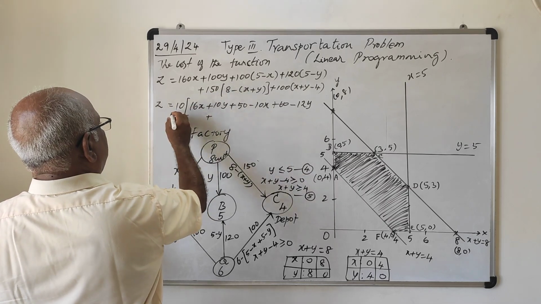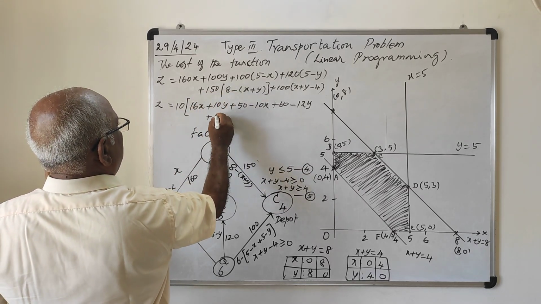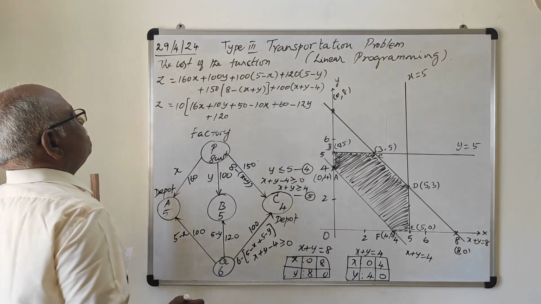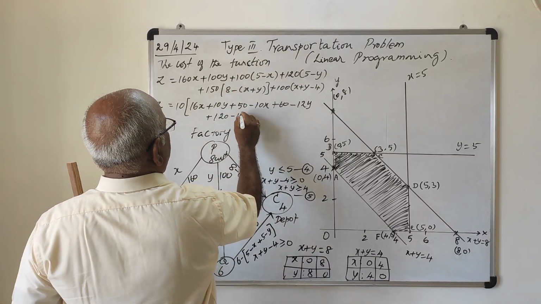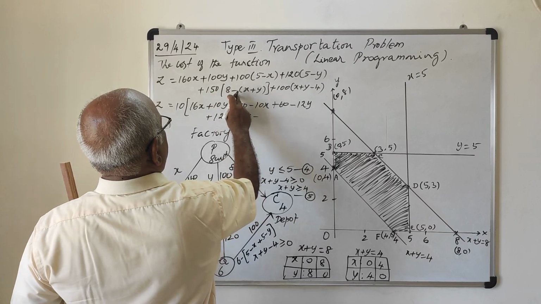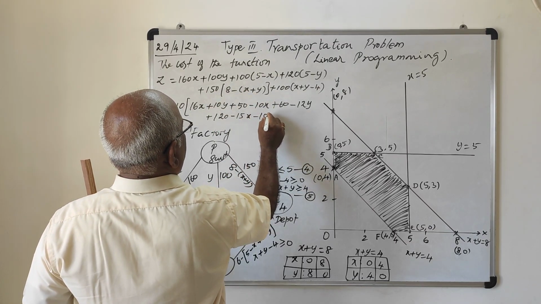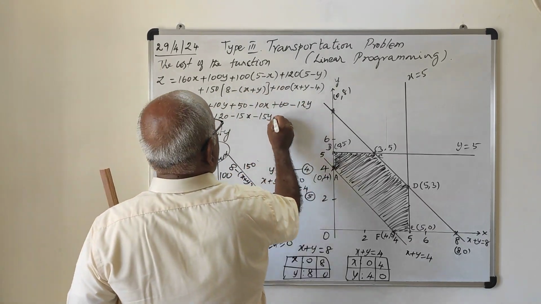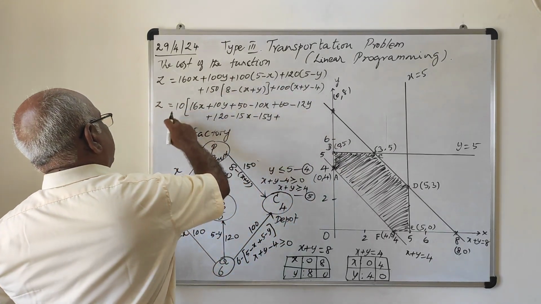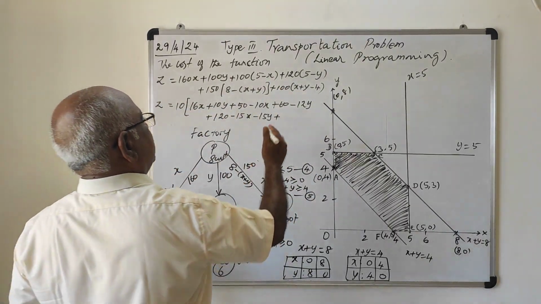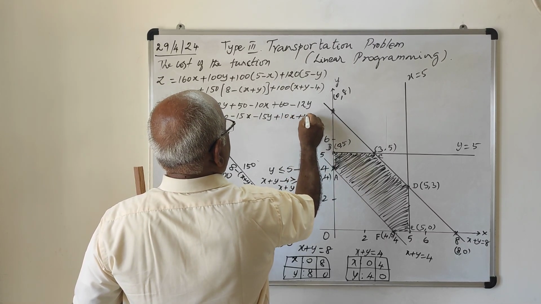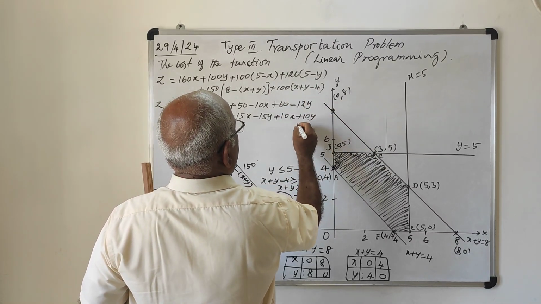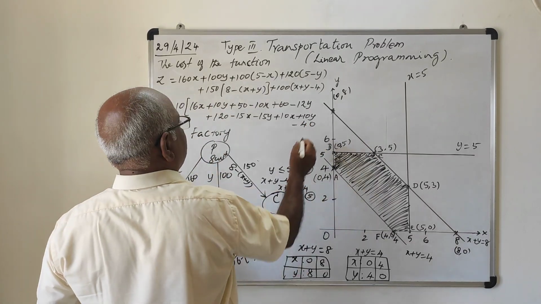Out of 150, if you take 10 outside, you will get 15 into 8, 120 minus 15x minus 15y. Similarly, plus 100, if you take 10 outside, you will get 10 only: 10x plus 10y minus 10 into 4, 40.